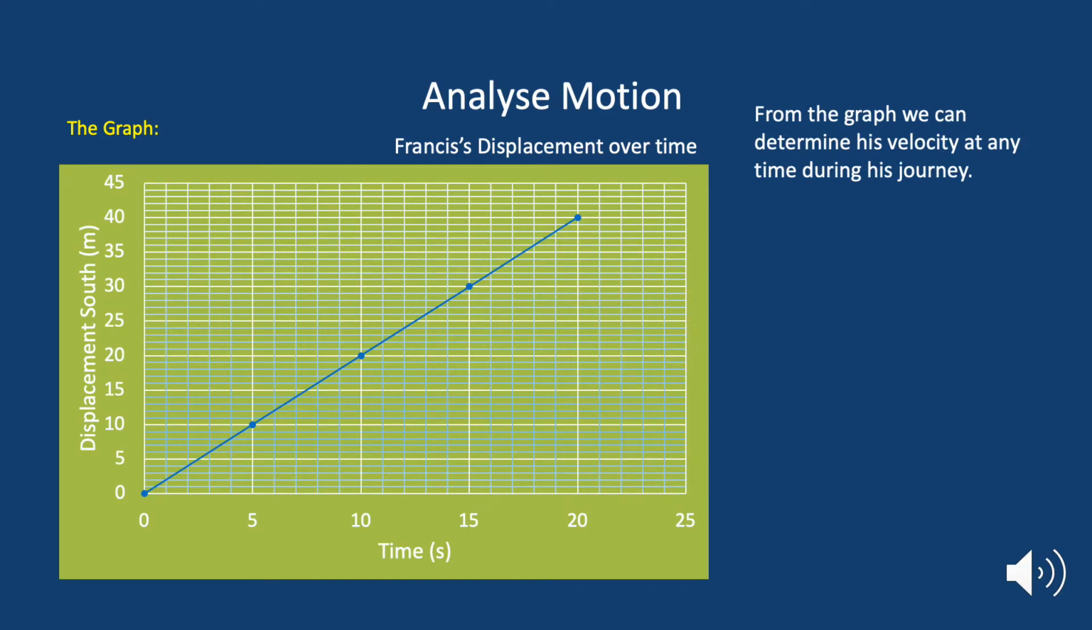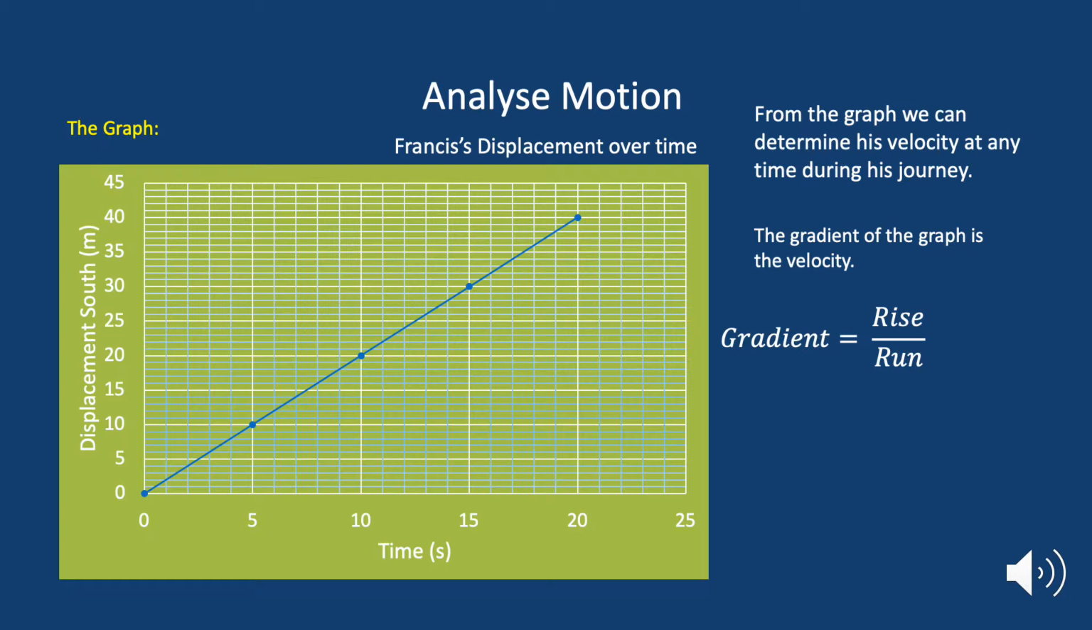From the graph, we can figure out his velocity at any time during his journey. So we've got a graph here, displacement versus time, but we can actually figure out how fast he's going and which direction, his velocity, which is a vector value. And the way we do this is we look at the gradient of the graph. The graph gradient is his velocity.